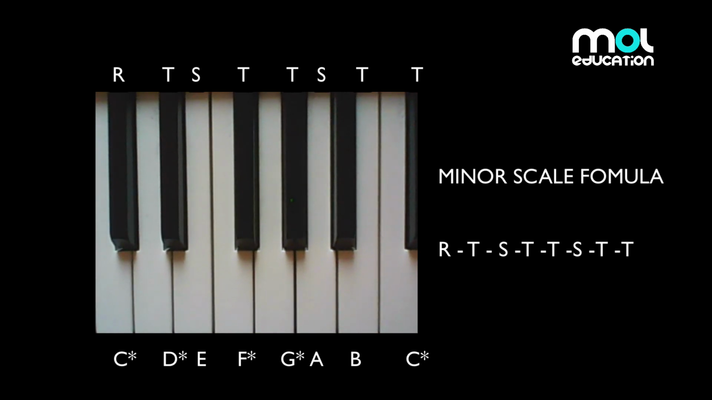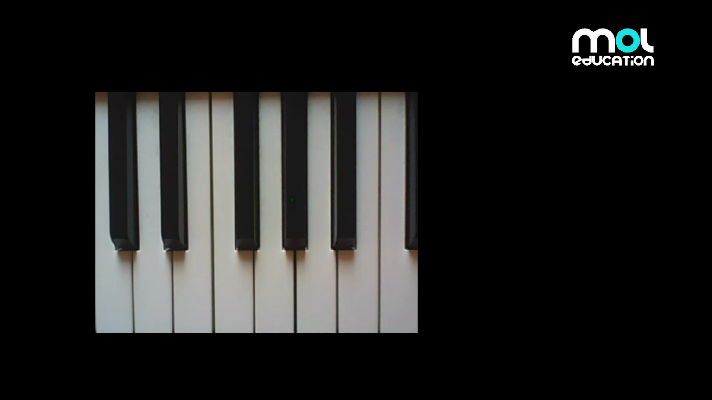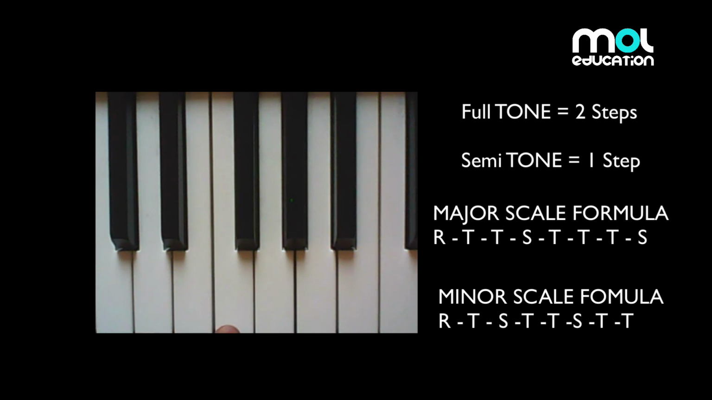So it's a minor scale. If we start on the C sharp, it's a C sharp minor. If we start on a C, it's a C minor. If we start on, let's say, for example, an F, and we use the minor formula, we get an F minor scale. If we start on the F and we use the major formula, we get a major scale. Okay, so that's how it works, and that is building scales, both major and minor, starting on any key.